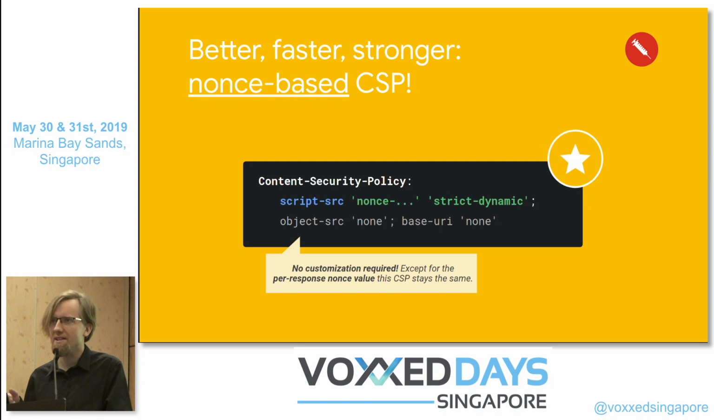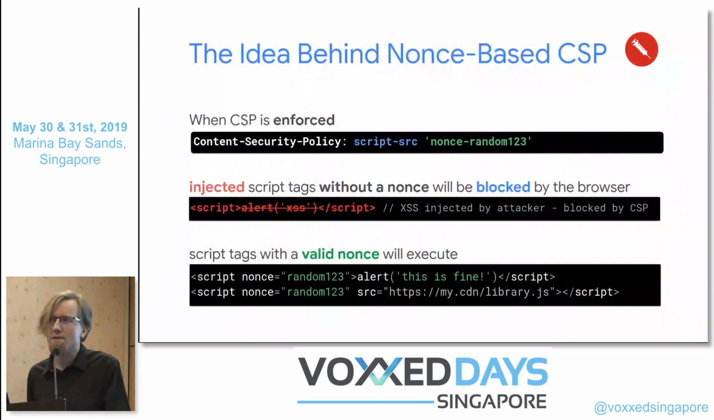So this is a value, a random string that you have to change for every response. So you will set a policy like this with a nonce value that changes for every response that your server issues, and then you'll have to modify your application to conform to the policy.